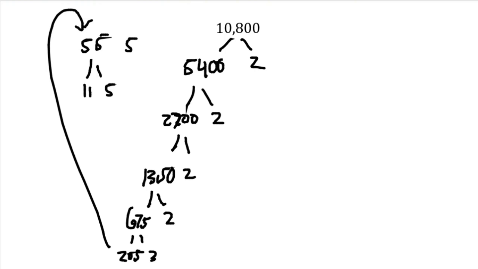So it cannot be broken down by 2 anymore. Now we got 2 raised to the 4th power times 3 times 5 squared times 11. So this is the prime factorization of 10,800.